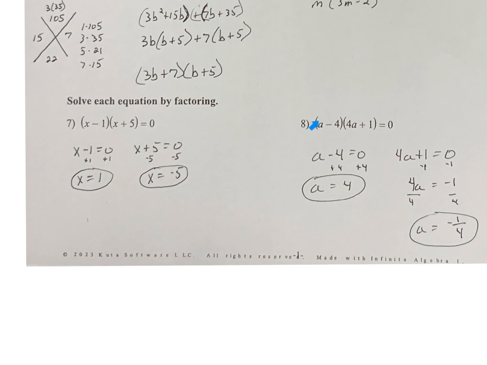So we just put 4 minus 4. Okay. Now, this one's a little different because we have a 4a plus 1. So we can't just plug in the opposite of 1 here. All right, but we write it as an equation: 4a plus 1 equals 0.